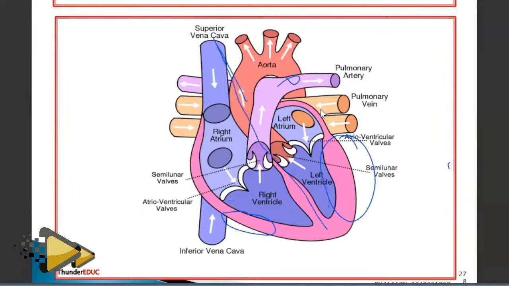When I was teaching, how do you call this line that separates? We say that's the septum. What is its function? It's to prevent the blood from mixing. The left and the right don't mix. Remember, this side is deoxygenated blood, and this side is oxygenated blood. What if it mixes?